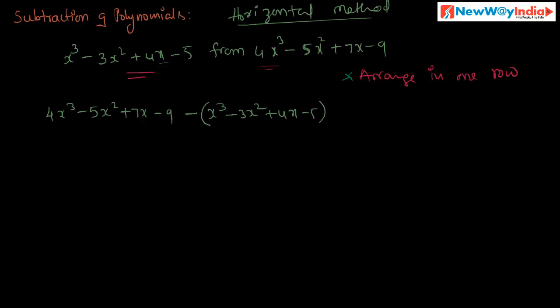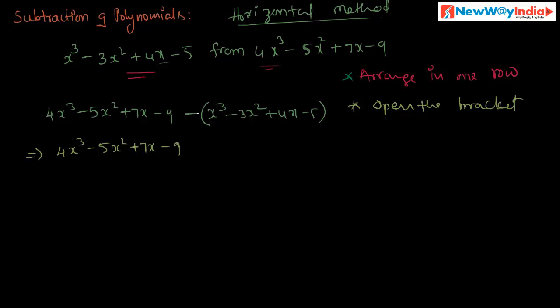Now simplify these terms. That is equal to 4x cube minus 5x square plus 7x minus 9. Now you have to multiply this expression with the minus symbol. That means you have to open up the bracket. Then the symbols will be changed from plus to minus, and minus to plus.